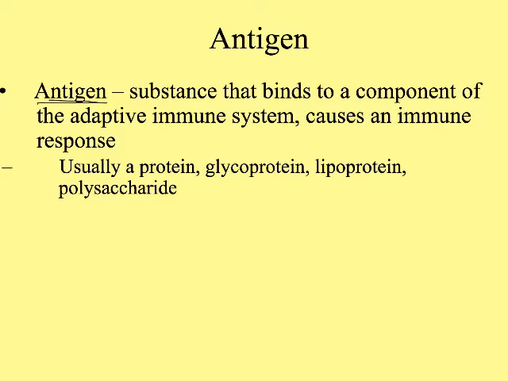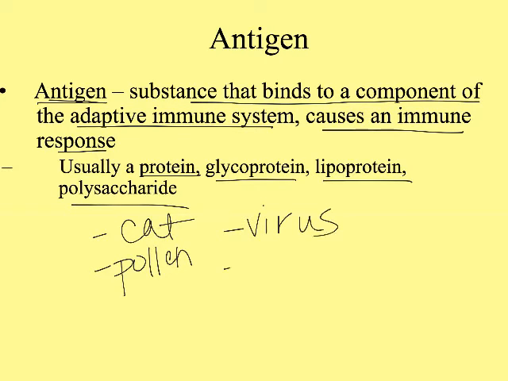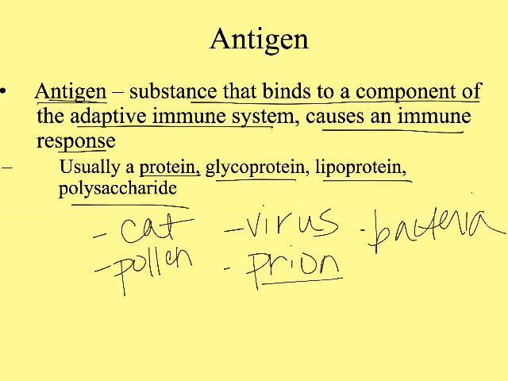Okay, so I just kind of jumped the gun and told you this. An antigen is a substance that binds to a component of the adaptive immune system and causes an immune response. It can be a protein, a glycoprotein, a lipoprotein, or a polysaccharide. It could be cat dander, pollen, a virus, or a prion, which is an infectious protein. It could be bacteria, fungi. I mean, people are allergic to anything, okay? So it creates an adaptive immune response.